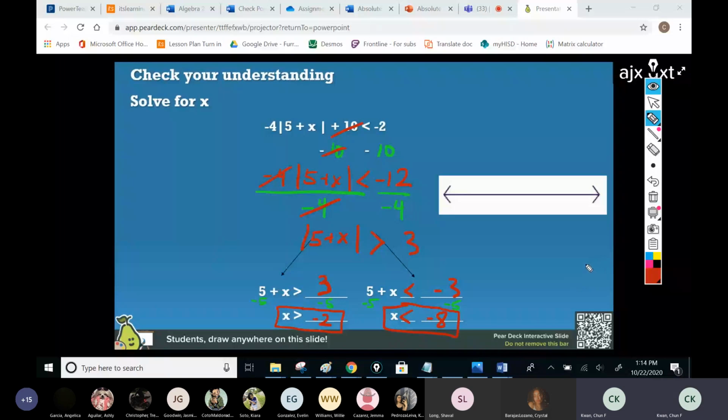All right, so on this number line, let's just say 0 is right here. That means -2 is right here, -8 is right here. Less than -8. Greater than -2.